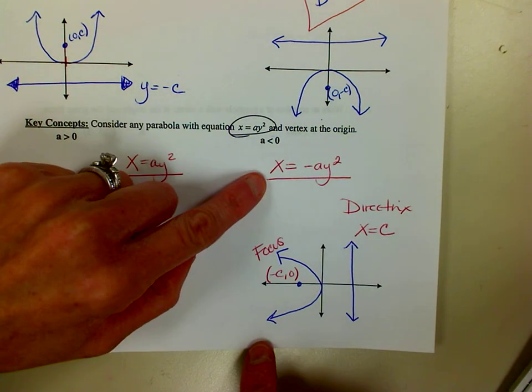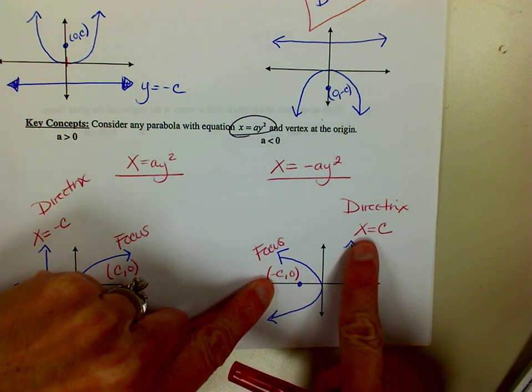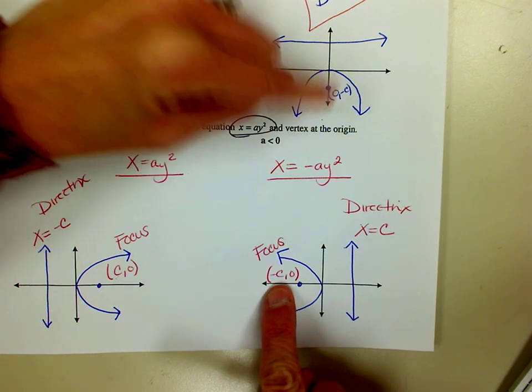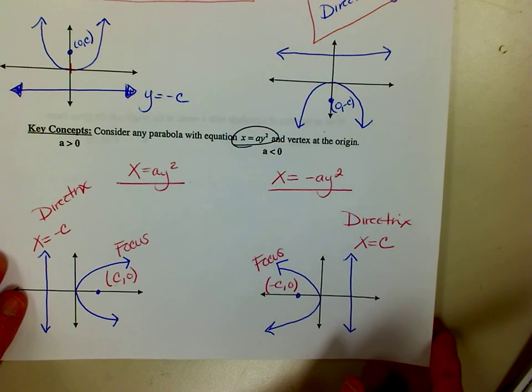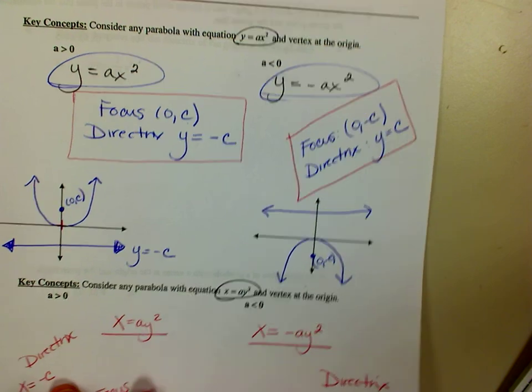So if it's x equals, the focus is in the x spot, and the directrix is x equals. If the A value is negative, the focus is negative, and again, these are opposites of each other. So we have patterns everywhere on this page. Okay, let's move on.